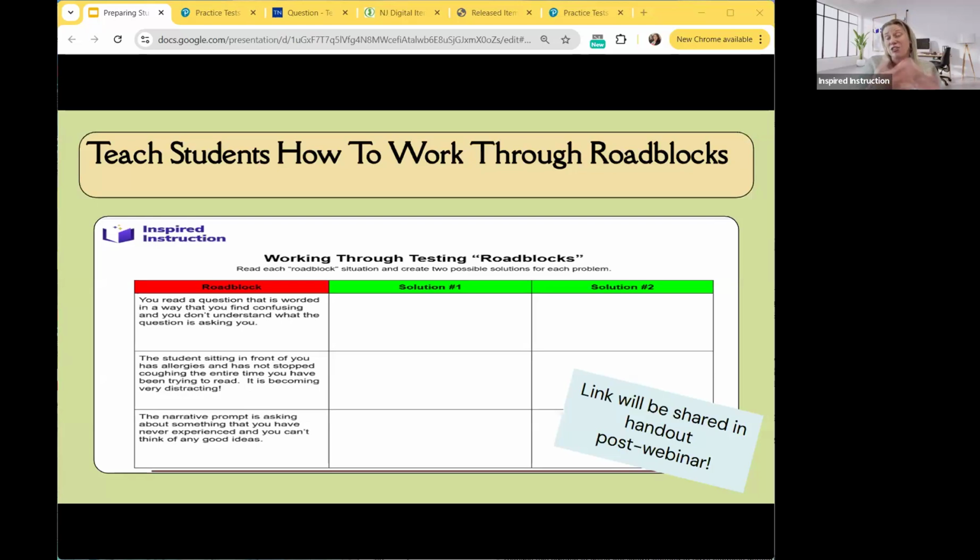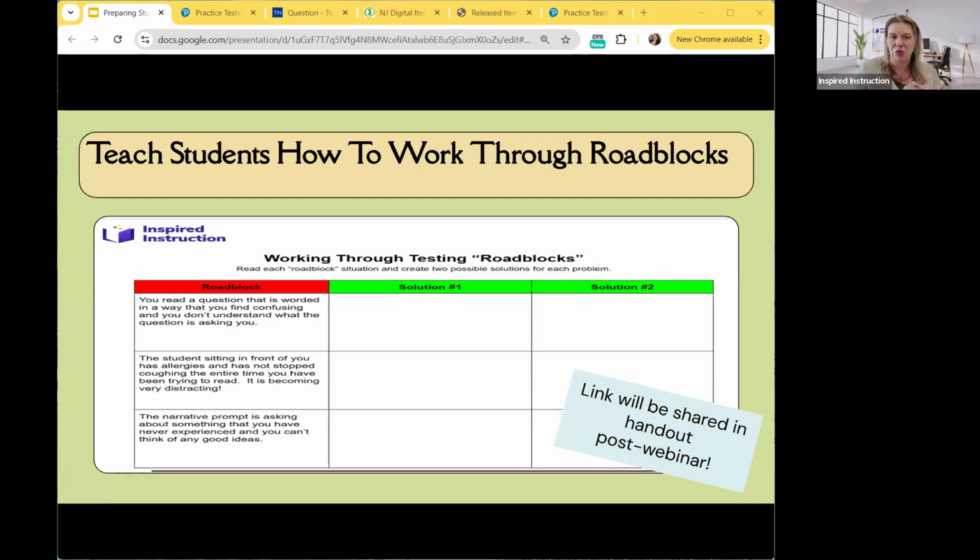But I envision using this in a couple of different ways. Yes, it could be an independent activity where you ask kids to come up with solutions to these problems. I see it as a really great collaborative activity where students could be in groups, or you could do it as a gallery walk and post different roadblocks around different parts of the room and have kids come up with different solutions. But we definitely want to make sure that kids know that there are strategies, because people do get nervous when they get to tests.